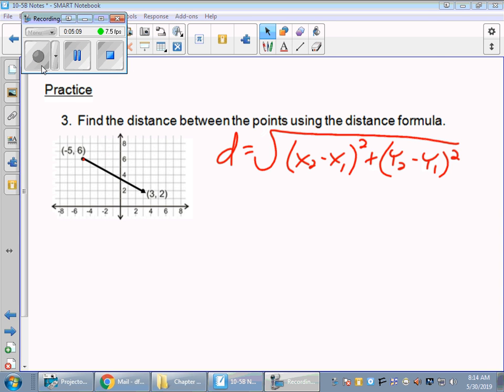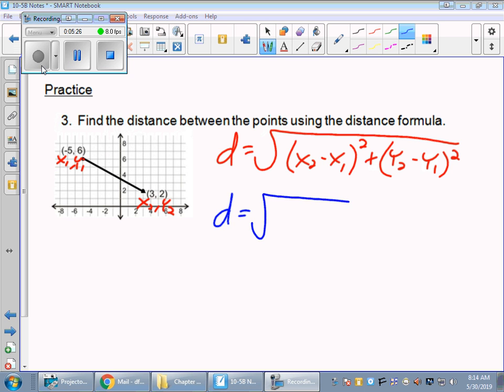So now we're just plugging in values. So if this is my first point, we can label this our first point. So this would be (x1, y1). And then over here would be my (x2, y2). So I have my points labeled. Now I can just simply plug those values in. So I got the big giant square root. What's my x2 value? Well, my x2 is over here. It's 3. And then I'm going to subtract my x1 value. Well, that is a negative 5. So it's going to be 3 minus a negative 5.